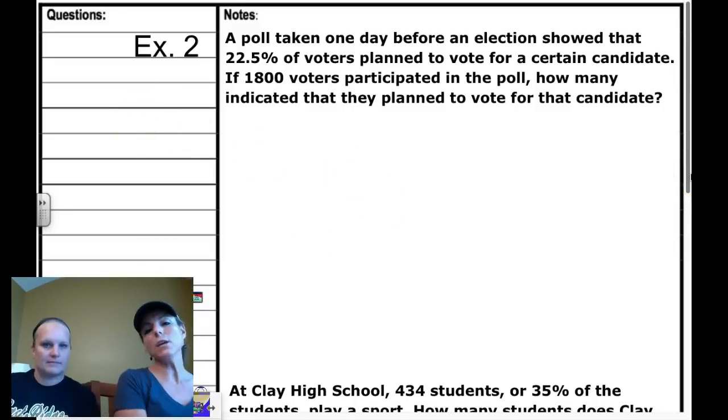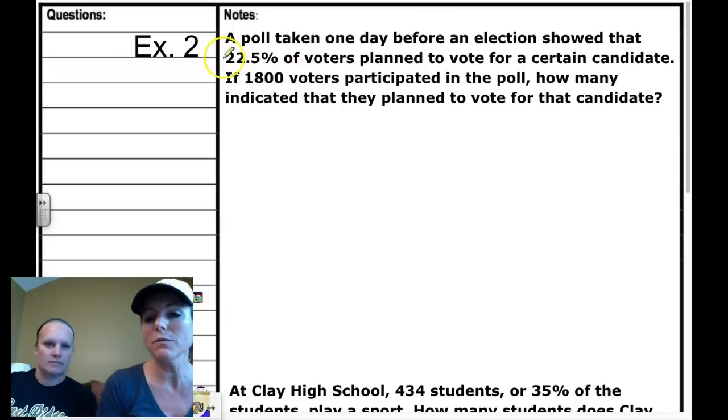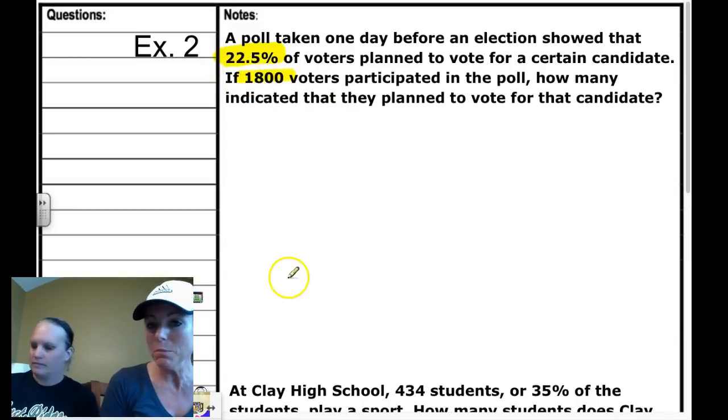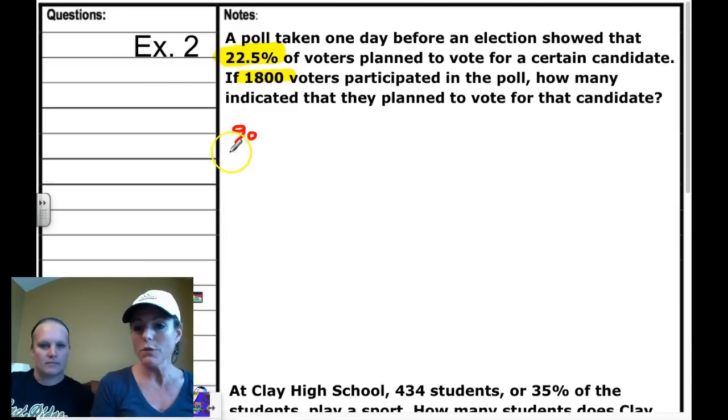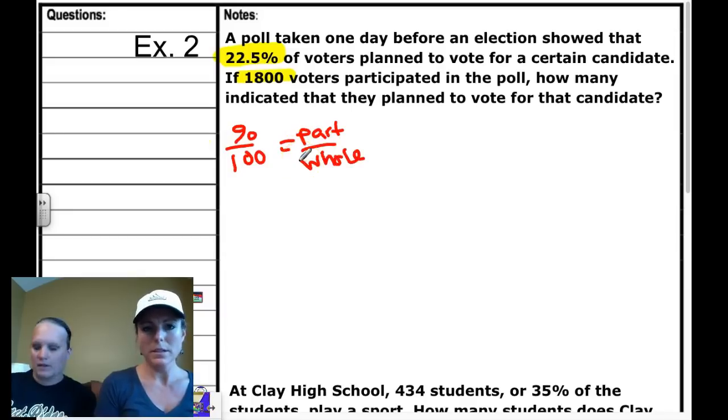A poll taken one day before an election showed that 22.5% of voters plan to vote for a certain candidate. If 1,800 voters participated in the poll, how many indicated that they plan to vote for the candidate? Okay, I'm just going to write this again because you always want percent over 100, part over whole. Correct. Which is on the other page.